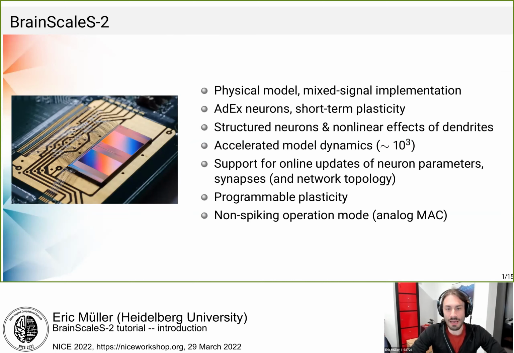We support online updating of neuron parameters. So there are analog parameters like, for example, the leakage potential or similar things that can be updated at experiment runtime. Can be, for example, used for homeostatic plasticity or similar stuff. We can also update network topology in general during network operations. There are also publications that make use of this feature, in particular structural plasticity. We have programmable plasticity in general.